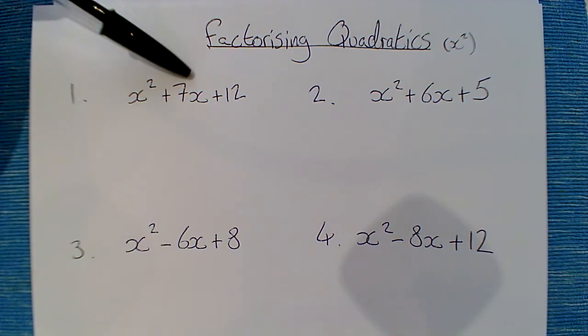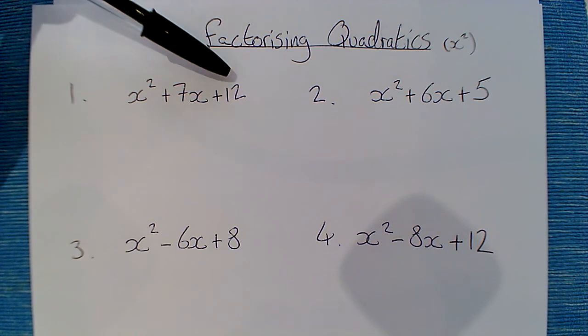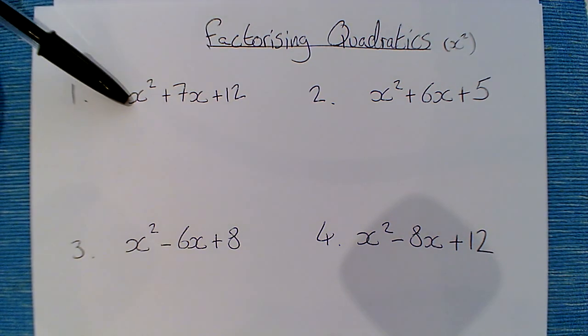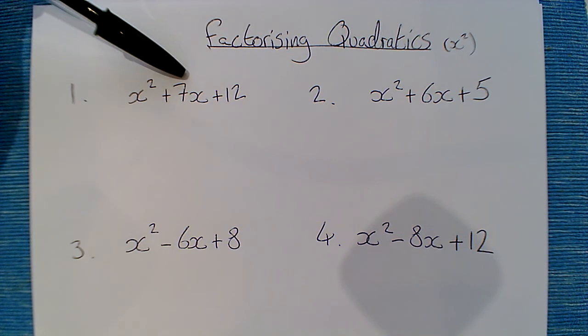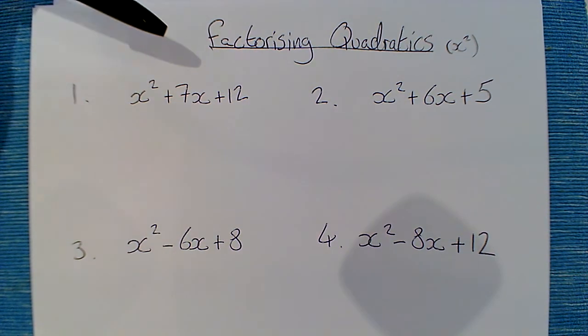They've got an x term, probably, they don't have to have a number bit here, and they've got a number bit at the end. So there's definitely going to be an x squared with no number in front, a number on the end, and maybe an x bit in the middle. I'll come on to that a little bit more with a later example.